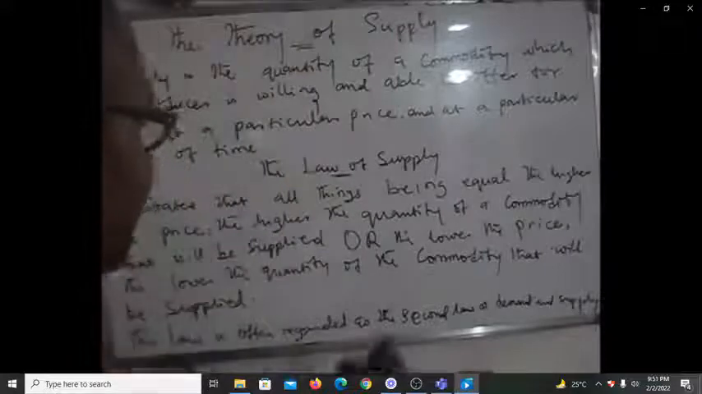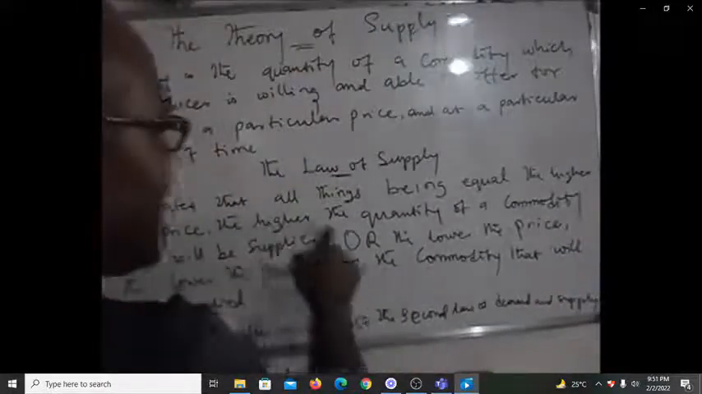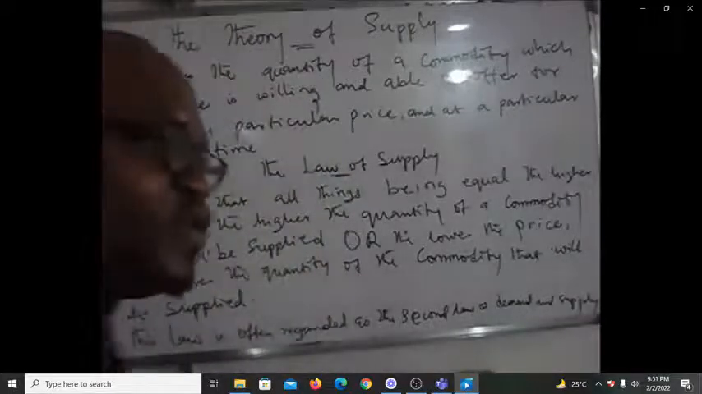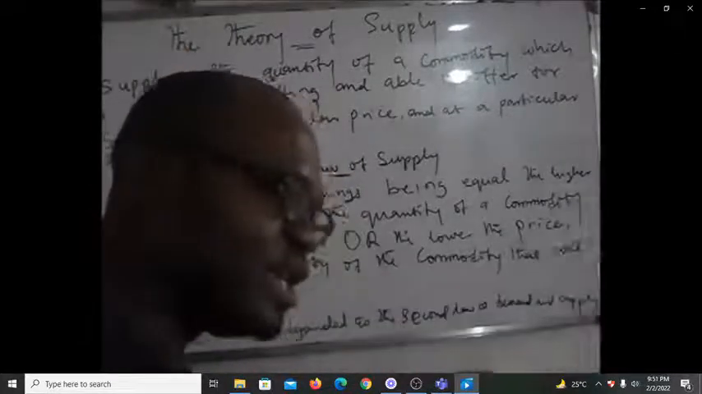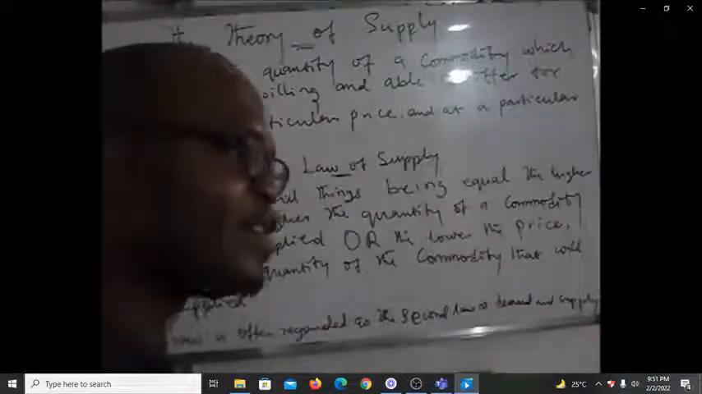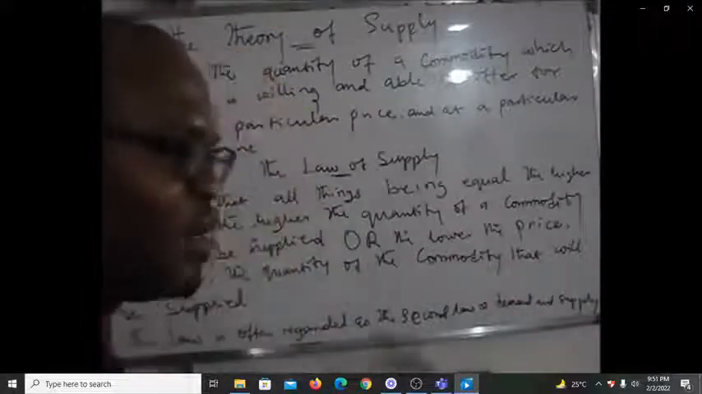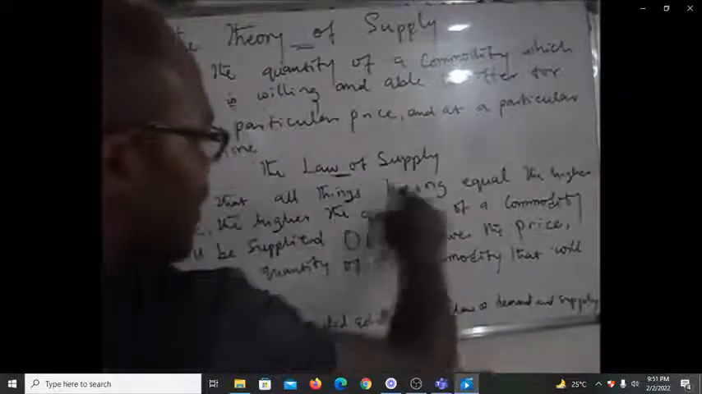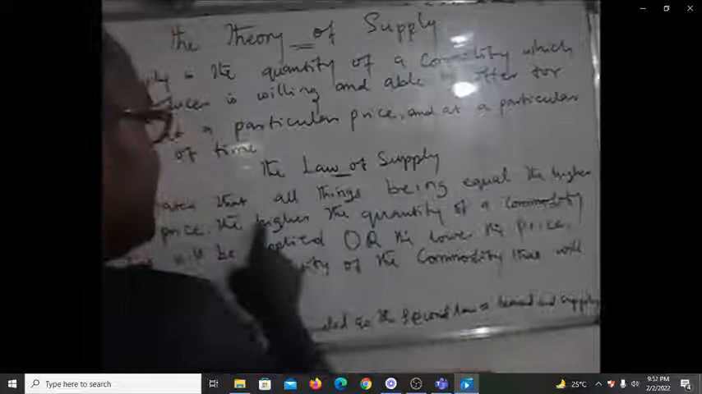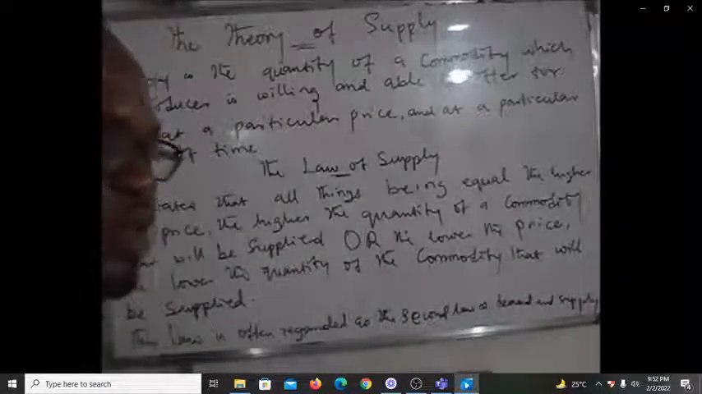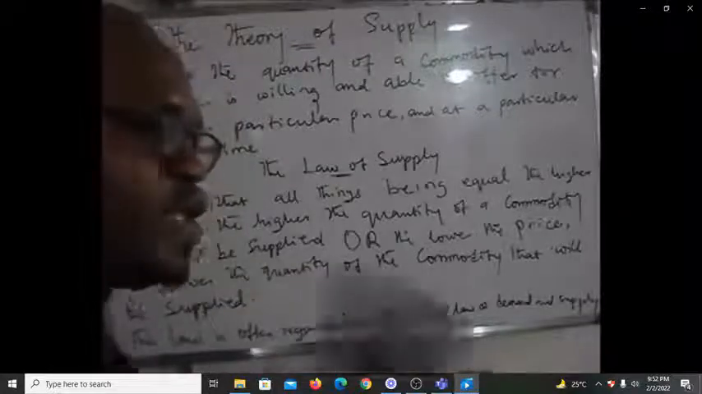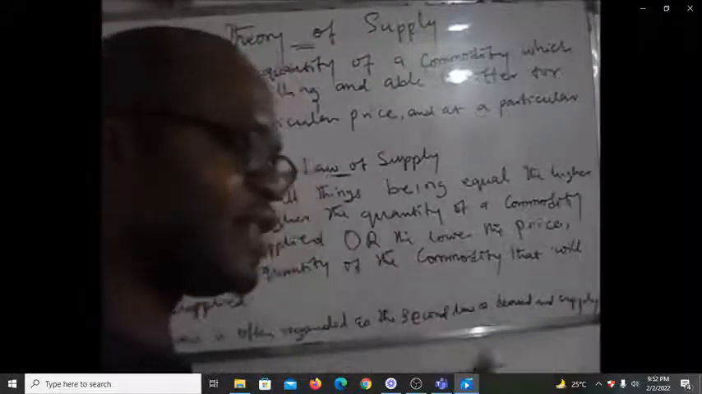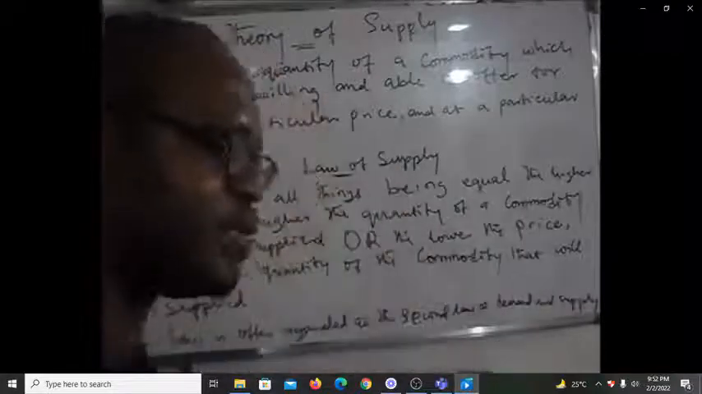So that's why the law says that the higher the price, the higher the quantity of a commodity that will be supplied. Producers want to supply the quantity that they make more money in, isn't it? That's what they are willing to supply. Is that clear? And that is why the law states that all things being equal, the higher the price, the higher the quantity of a commodity that will be supplied. Producers always supply more of the products that have the higher price.